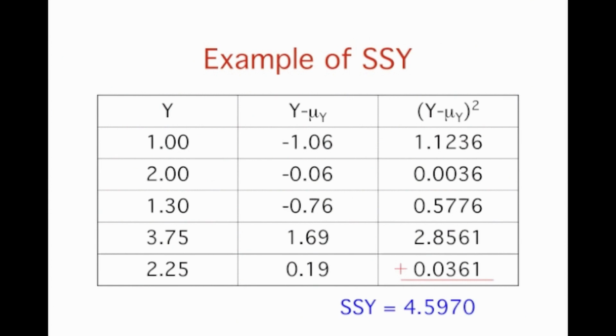A simple example is given in this table. The mean of Y is 2.06. The second column shows the mean subtracted from each Y value. The third column is the square of each value in the second column. SSY is the sum of the values in the third column and is equal to 4.597.